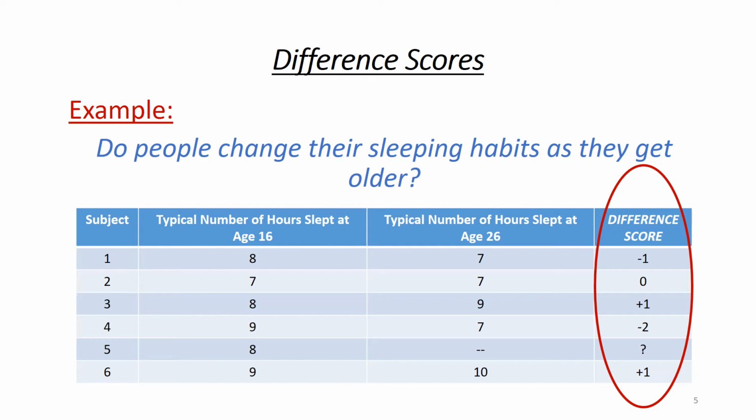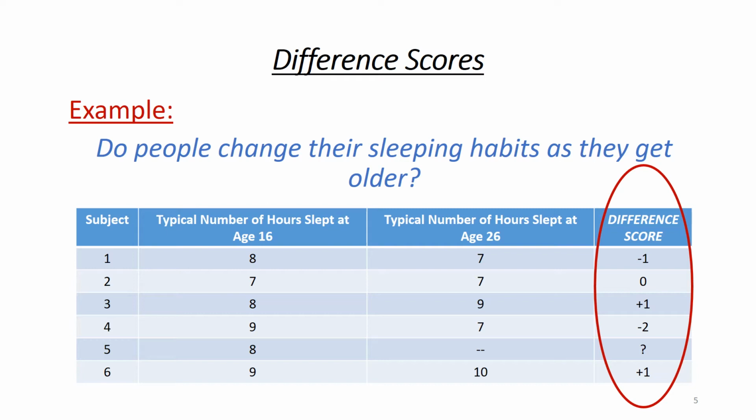So let's look to the circled in red right-hand column, the difference score. This is where the focus of a paired t-test takes place. It's not comparing age 16 to age 26 as if they're independent. No. Rather, it is focusing solely on that difference score column. So each pair gets a difference score. So like person number 1, as we look at their change in sleep, they have decreased their amount of sleep by 1 hour per night.